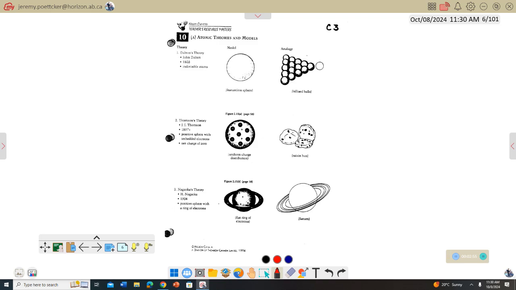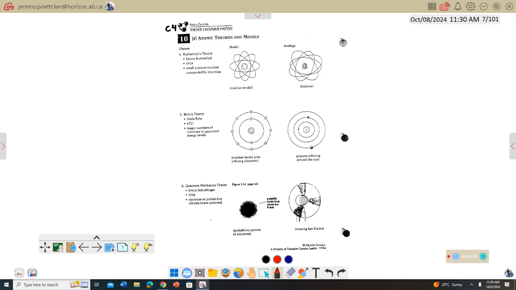We have John Dalton and his billiard ball model. We have J.J. Thomson and his raisin bun model, or sometimes known as a plum pudding model. We've got Hantaro Nagaoka's theory, where basically the atom is a positive sphere with some kind of a ring of electrons around it, which then takes us on to Rutherford's model, which is a similar idea, like a planetary kind of model. The difference between Nagaoka and Rutherford would be that with Rutherford, there's more than just one place where the electrons can be.